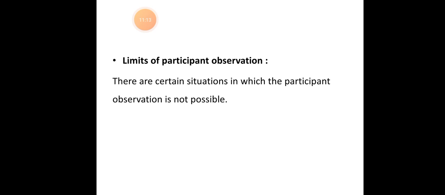Last one is limits of participant observation. There are certain situations in which participant observation is not possible, for example, to observe criminals or prisoners.